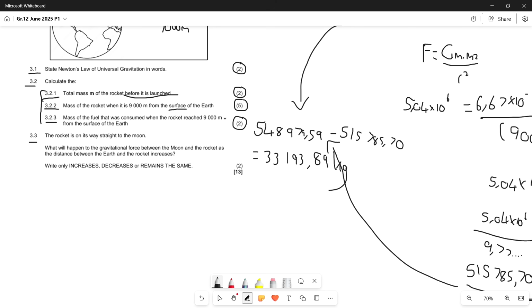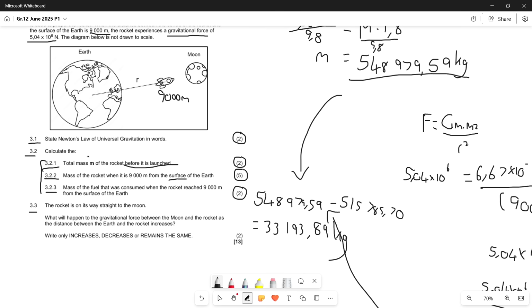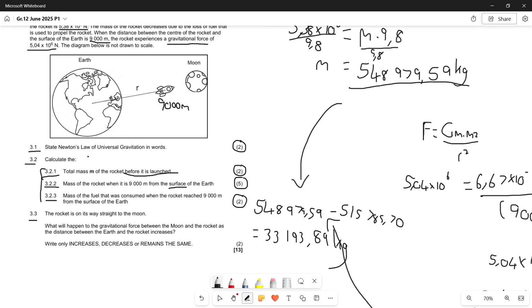And then 3.3, the final question here for 2 marks. It says the rocket is on its way straight to the moon. What will happen to the gravitational force between the moon and the rocket as the distance between the Earth and the rocket increases? So we have to write only increases, decreases, or remains the same for 2 marks.